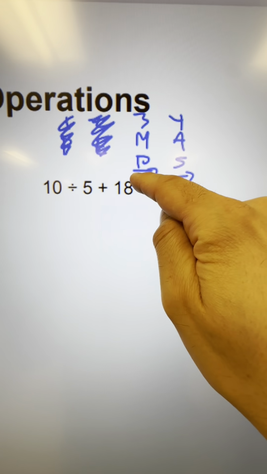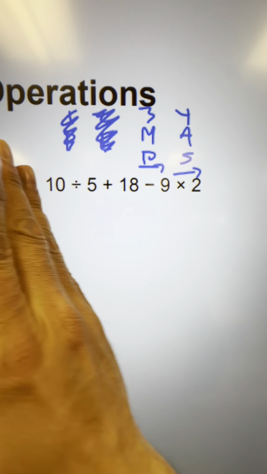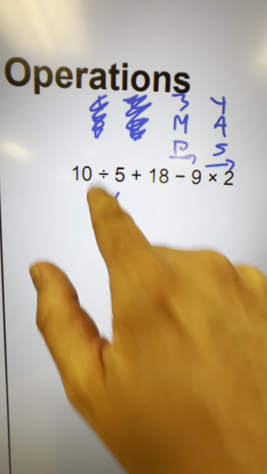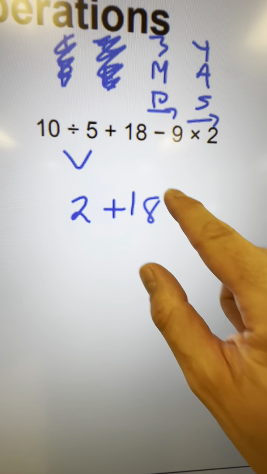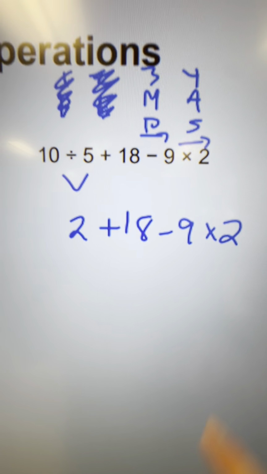Step 3, multiply and divide left to right. So I scan for multiplying and dividing, which appears here. I have division here, so I'm going to divide that, and I'm going to get 2. Then I'm going to copy the rest of the problem, 18 minus 9 times 2.